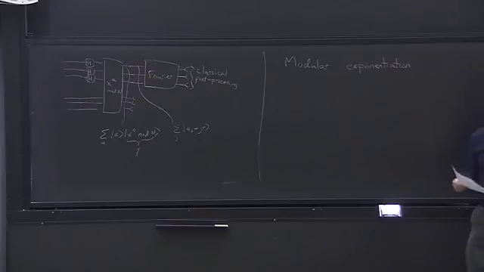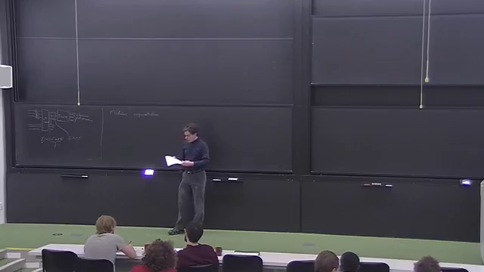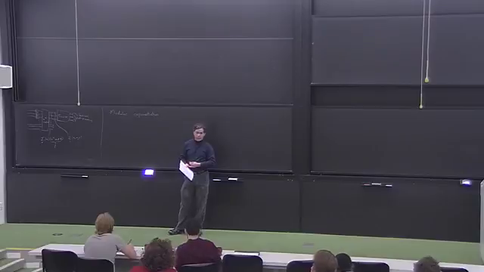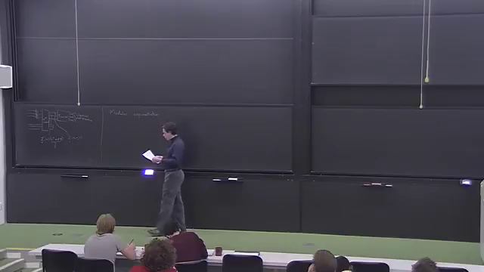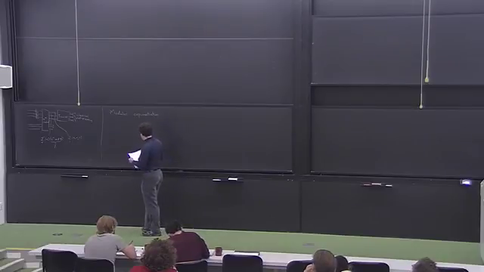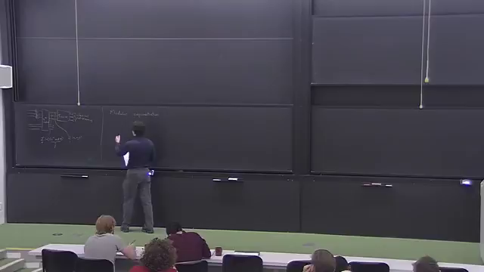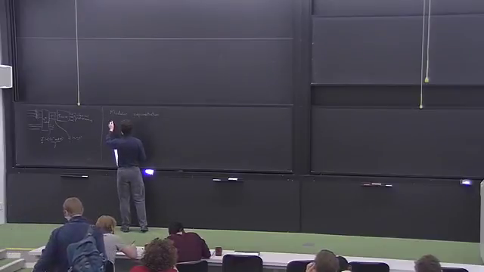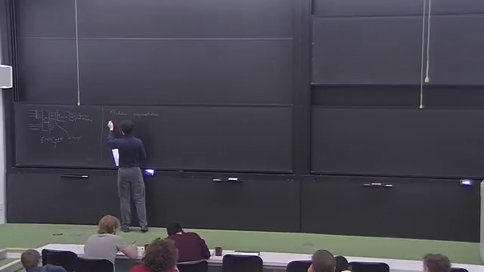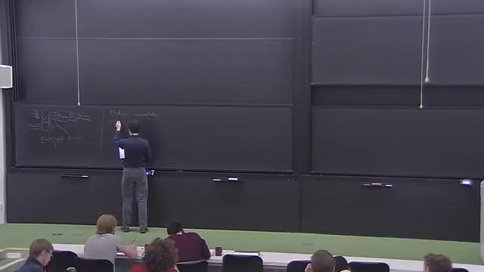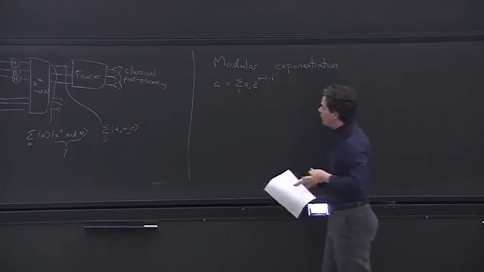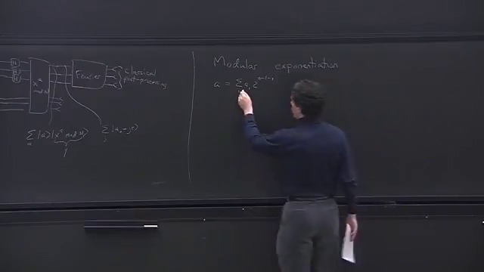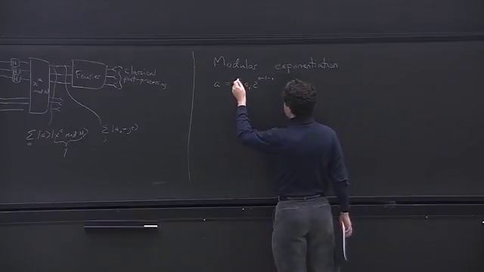OK, so modular exponentiation, how do we do that? I alluded a little bit to this last time when I was talking about RSA. The basic observation is that there are two things. First of all, we can expand a in binary. So it's sum over i of a_i 2 to the n minus 1 minus i. I want to write it that way. And so i here is going from 0 to n minus 1.